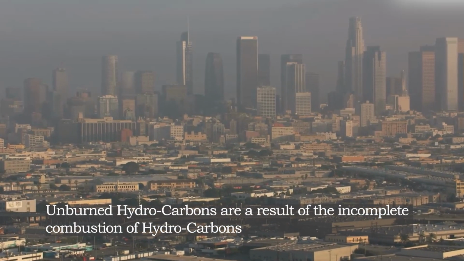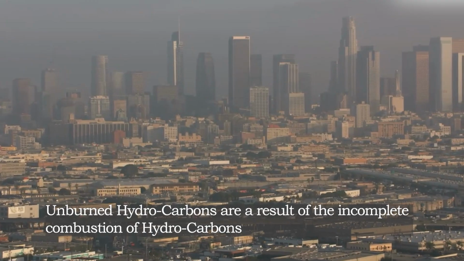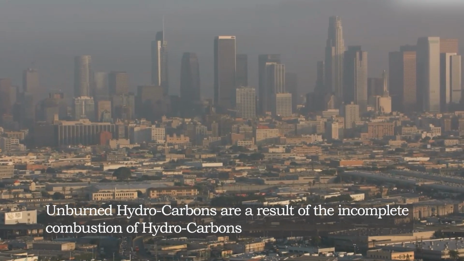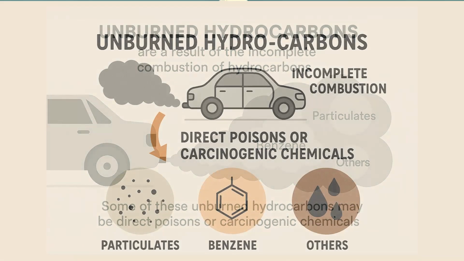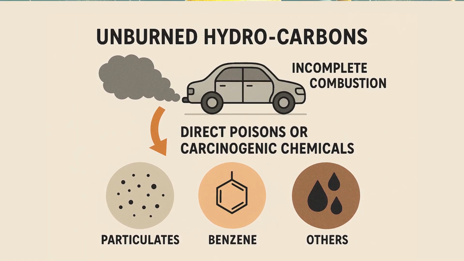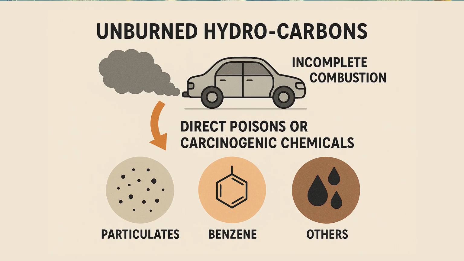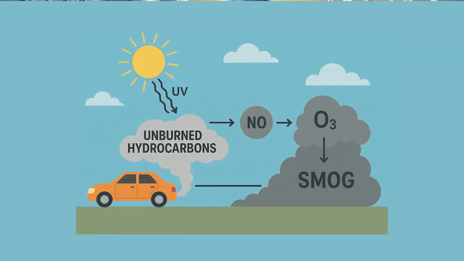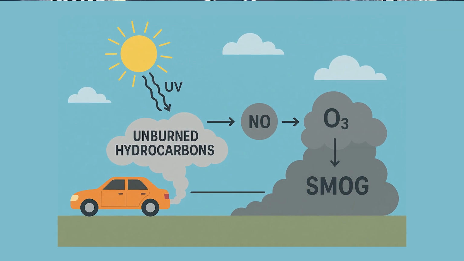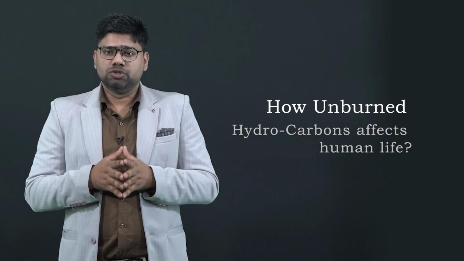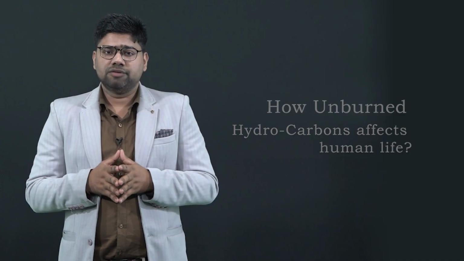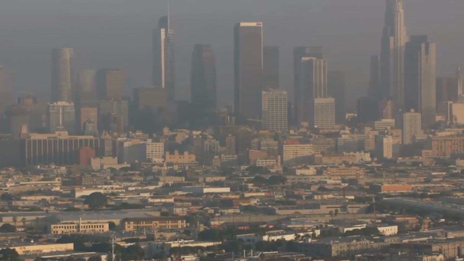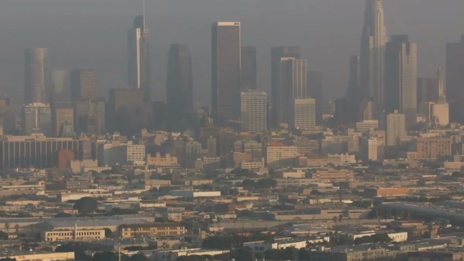Unburned hydrocarbons are a result of the incomplete combustion of hydrocarbons. Some of these unburned hydrocarbons may be directly poisonous or carcinogenic chemicals such as particulates, benzene, or others. So students, how do unburned hydrocarbons affect human life? Unburned hydrocarbons are also responsible for smoke.